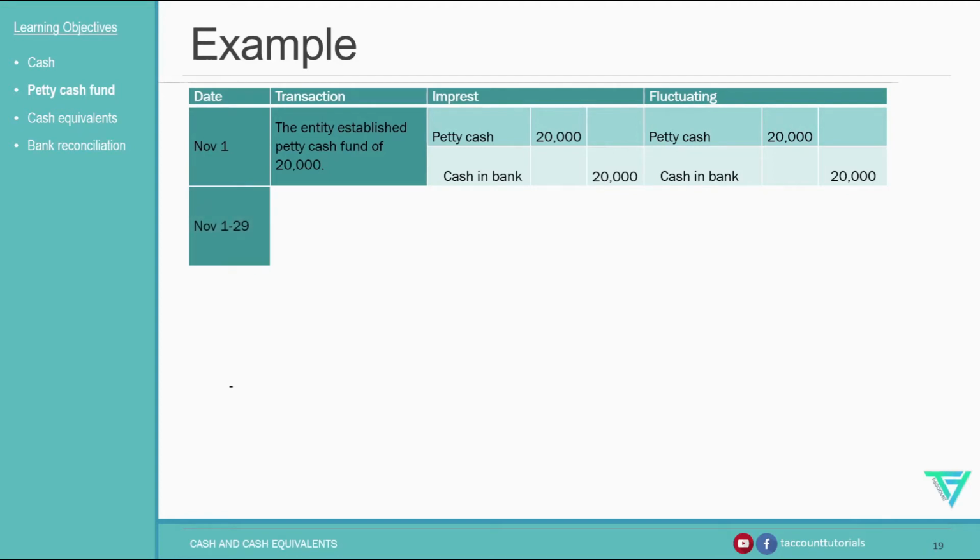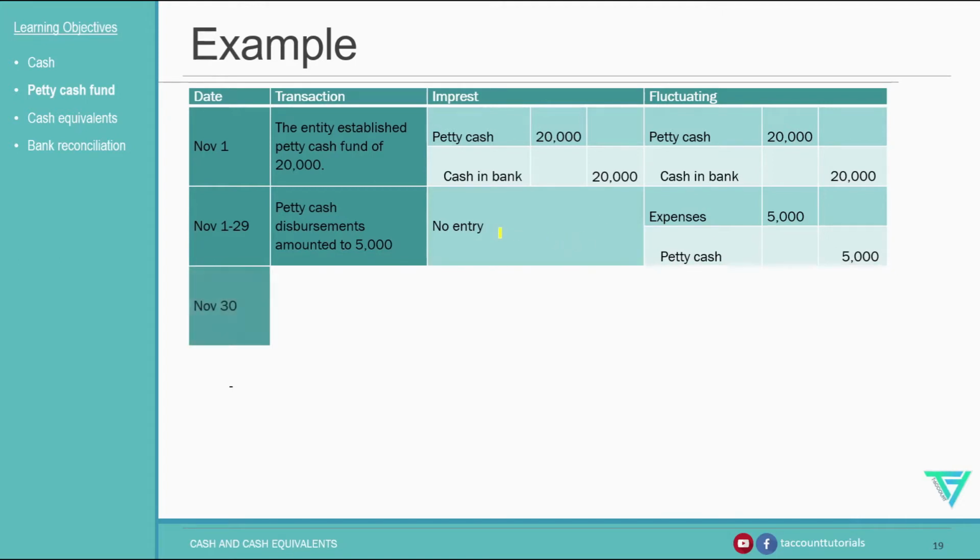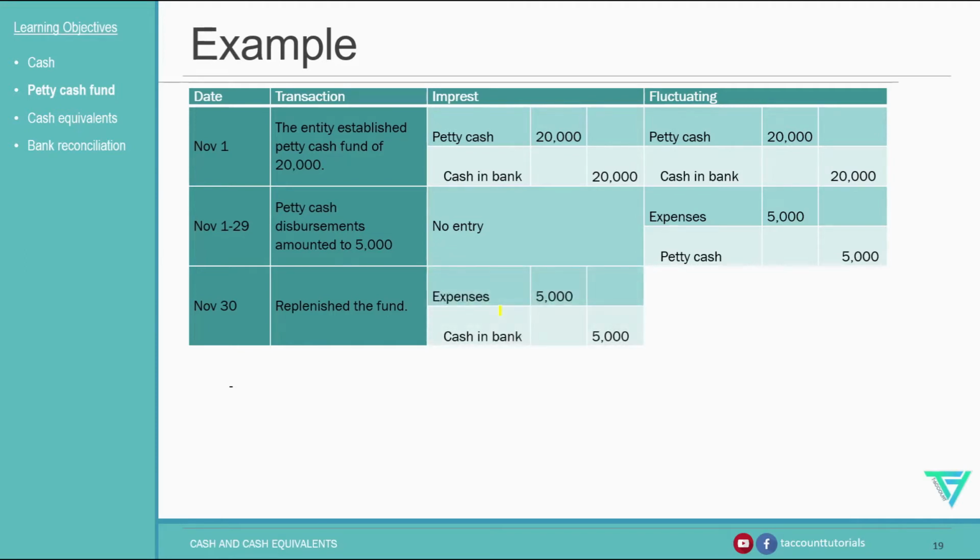During November 1 to 29, there were recorded expenses amounting to 5,000. For imprest, there will be no entry, and for fluctuating, record the expenses: debit expenses, credit petty cash. For November 30, the transaction is replenishment of fund. For the imprest system, the entry is debit expenses, credit cash in bank. Using fluctuating, the entry is debit petty cash and credit cash in bank, 5,000.